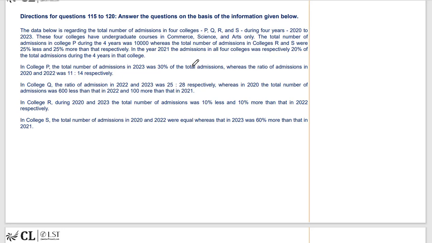Okay, first let's get a table done. So we are talking about 4 years here. So we have 2020, 21, 22, 23. Then 4 years P, Q, R, S.